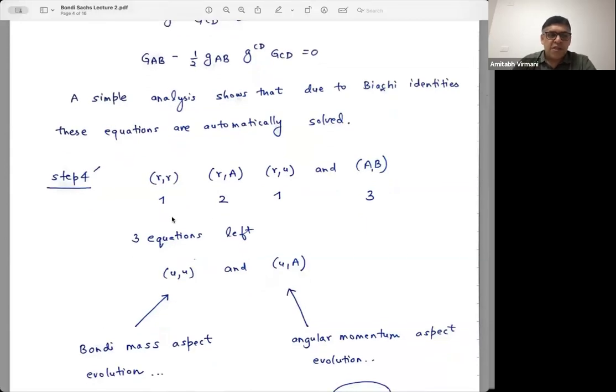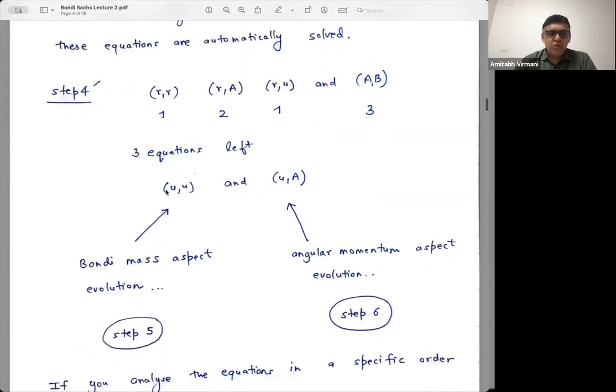Now there are 2 equations left. Let us do the counting. So 1 equation here, 2 equations here, 1 equation here, and 3 equations here. So 3 plus 1, 4, plus 2, 6, plus 1, 7. So seven equations we have analyzed, only 3 are left. And those 3 equations are UU and UA. I call this logic step 4 prime.